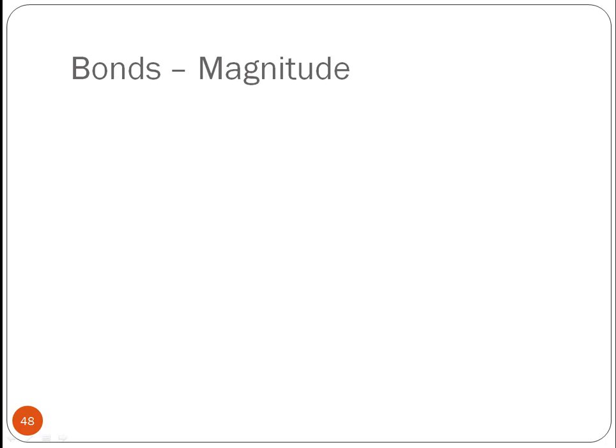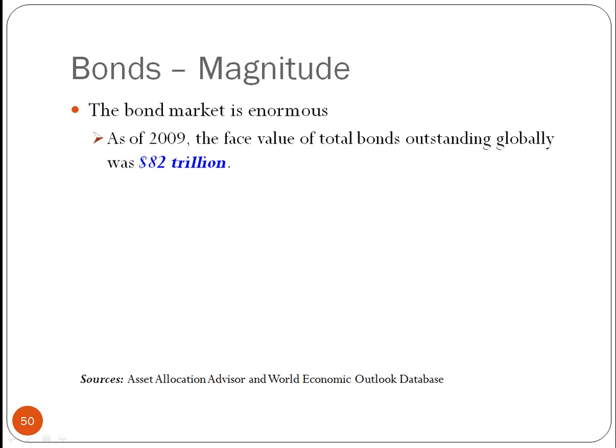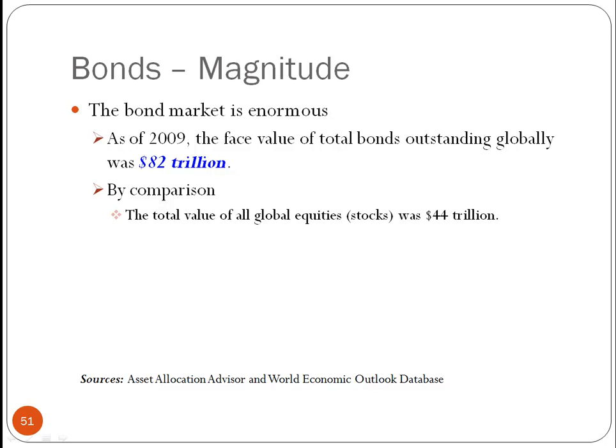I just want to take a moment to talk about the magnitude of the bond market, at least compared to the stock market. Basically, the bond market is enormous. In 2009, the face value of total bonds outstanding globally was $82 trillion. In comparison, for equity, the value of stocks was $44 trillion. So it's almost twice as big, the bond valuations.